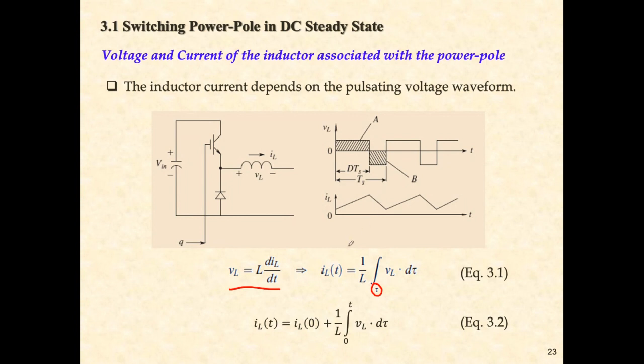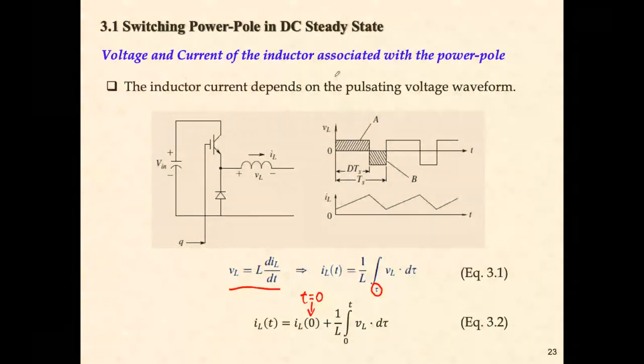So now equation 3.1 to 3.2. Actually we just extract the initial condition from the whole period here. So here means t is equal to 0.